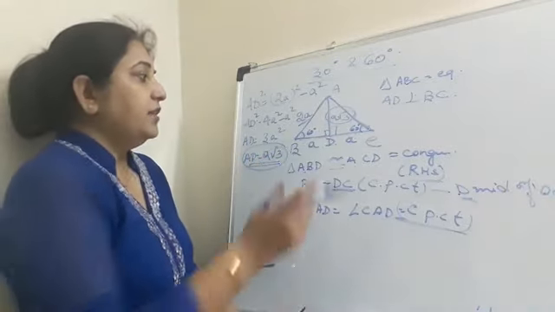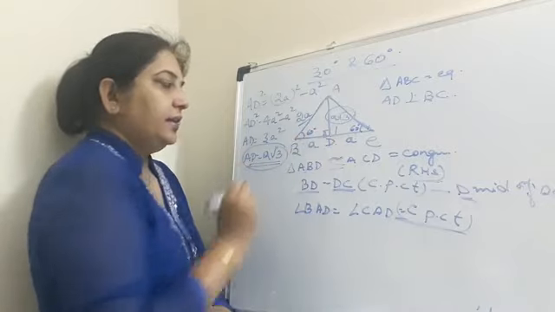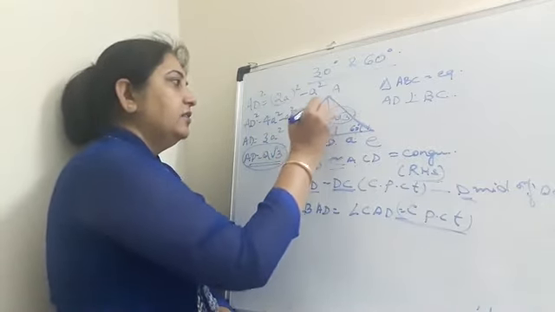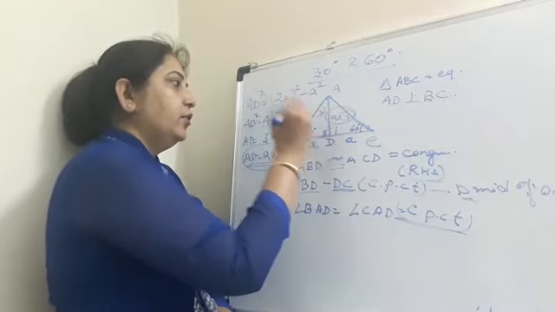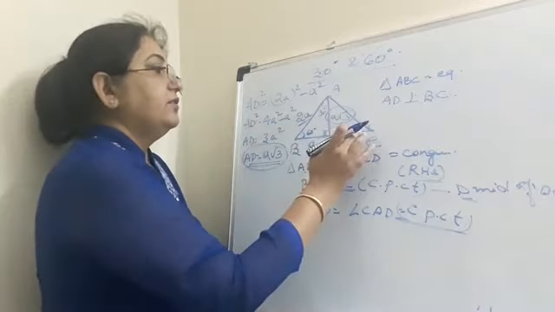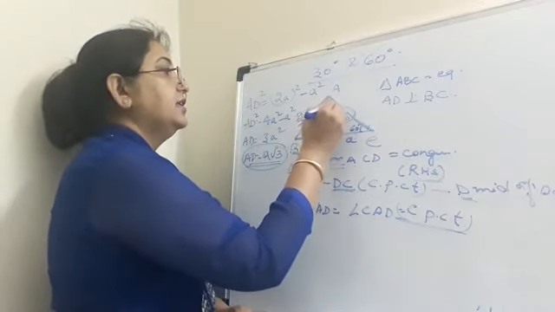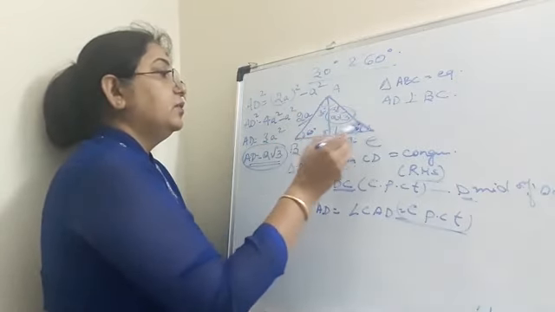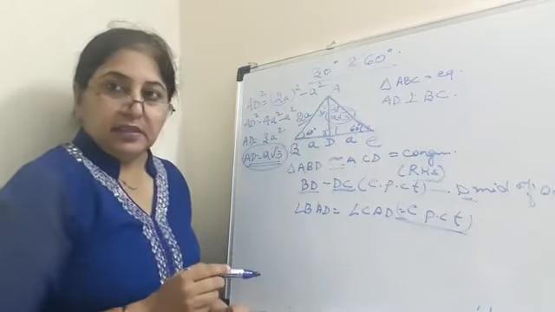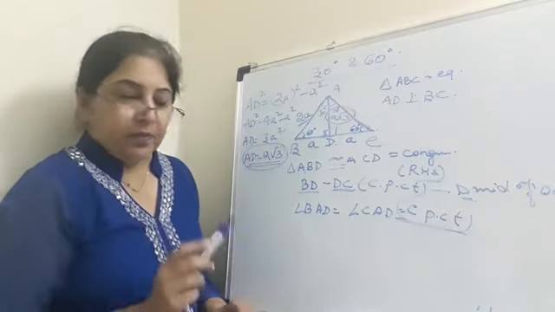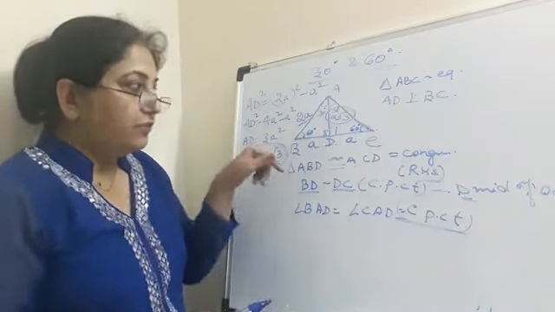Now, if this angle is 90, this angle is 60, then this angle will be 30 by angle sum property. Similarly, this side also, if this is 60, this is 90, this is equal to 30. We can also say that BAD is equal to CAD by CPCT, as we have proved that these two triangles are congruent. Now we have got everything with us.